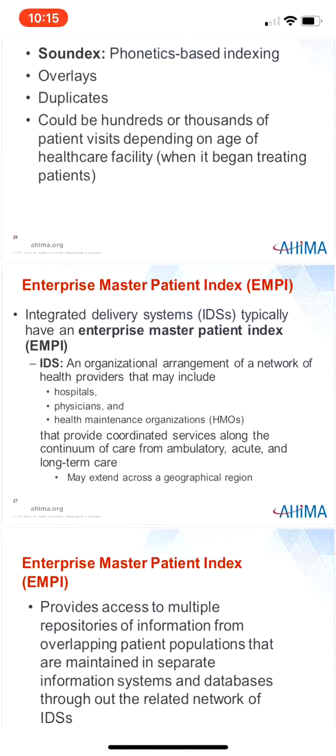The MPI must also be able to address overlays. Overlays occur when 2 patients are assigned the same health record number because of the incorrect assumption that they were the same patient. Duplicate health record numbers and overlays cause problems with data quality and ultimately can create quality of care risks because either the patient's information is fragmented or 2 patients' records are intertwined.